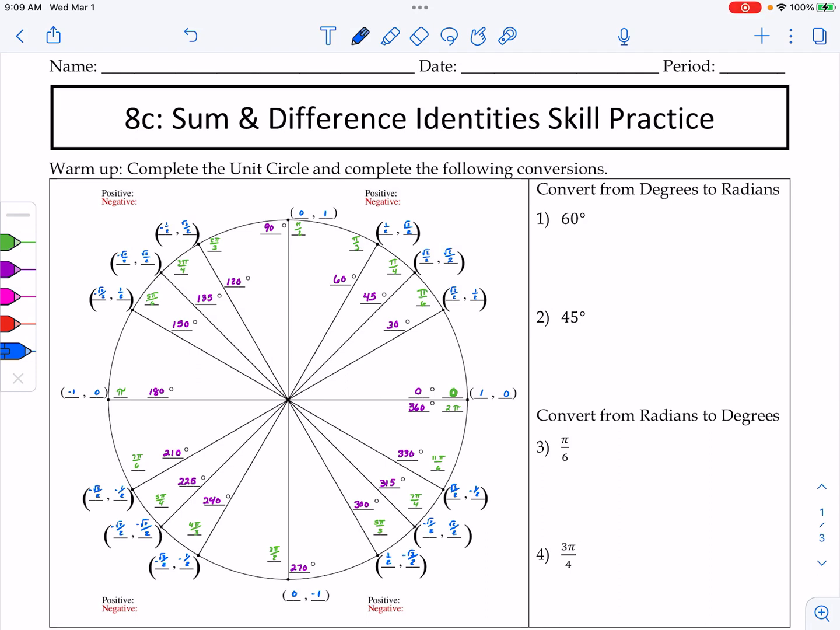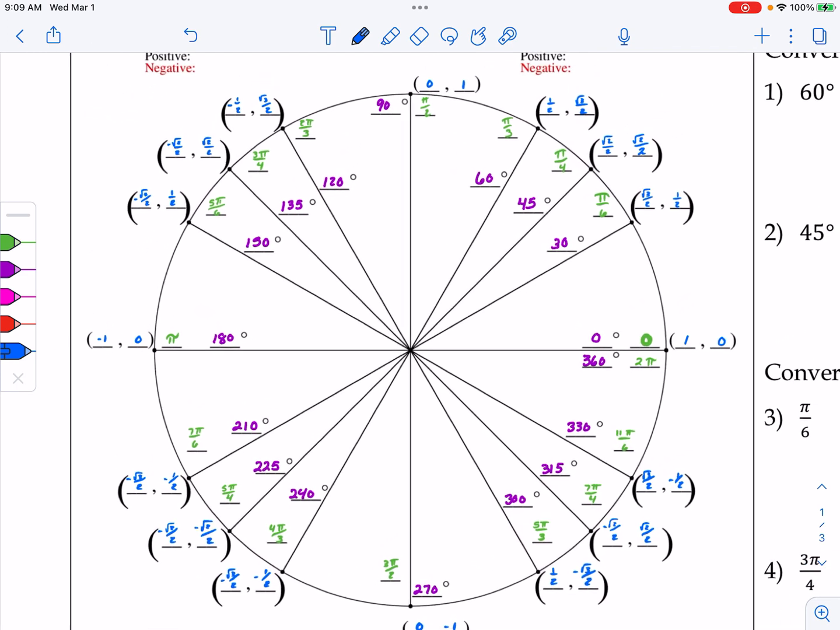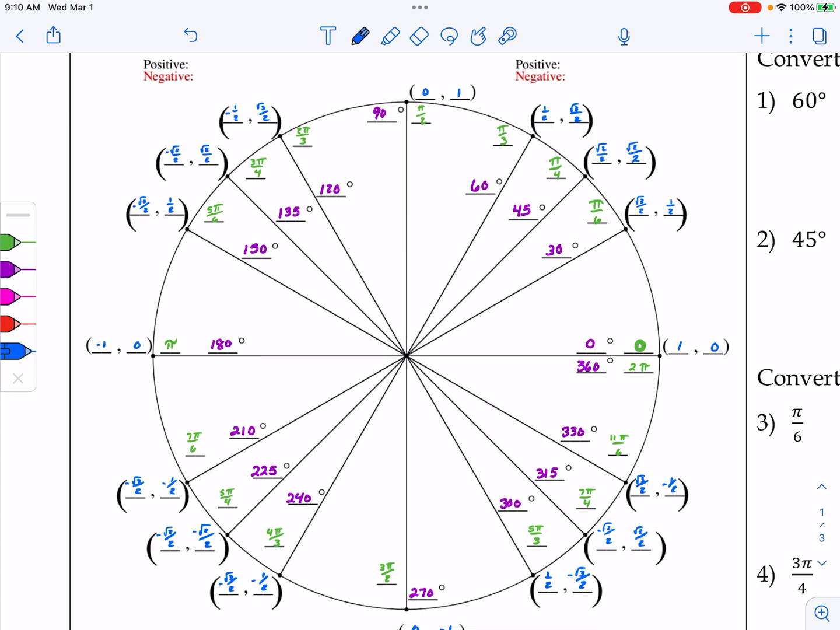All right, today we're going to do a quick review of the skills we need in order to do sum and difference identities. The first thing I'm going to do today is hand out a blank unit circle and have you fill it in. So those of you that are sitting here, hit pause while you're watching the video and fill in your unit circle. Then turn it back on, check, see how you did. Okay, all right, pause now.